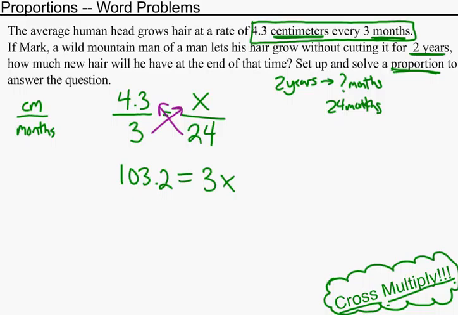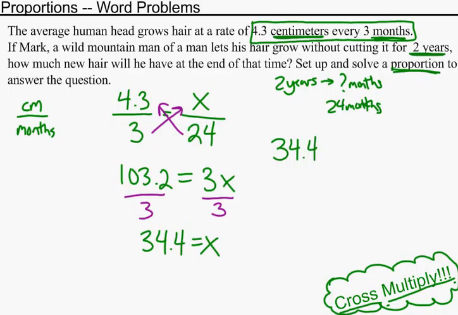And remember, proportions allow me to set those 2 quantities equal to each other. I have a very simple one-step equation. I want to get x all by itself. So I divide by 3 and divide by 3. When I divide that out, I end up with 34.4 equals x. Since I'm dealing with a word problem, it's very nice to take my answer, write it out, and put units. So Mark will have 34.4 centimeters of new hair at the end of those 2 years.